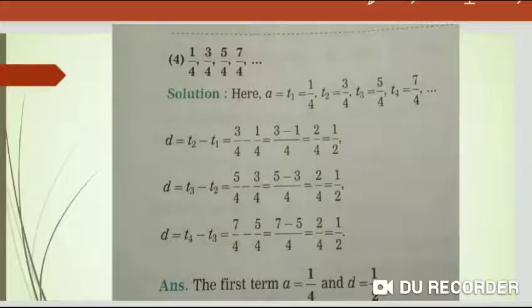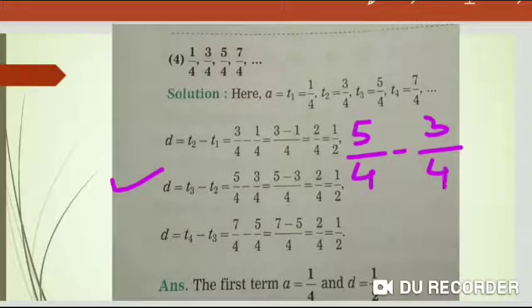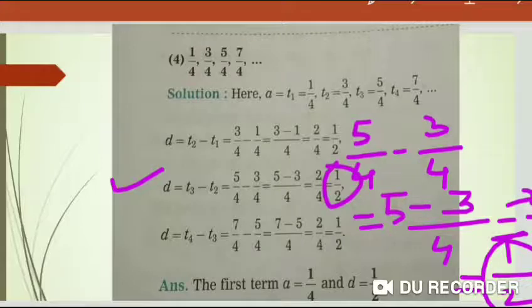Now see the next term, d is equal to t3 minus t2. t3 is equal to what? 5 upon 4 minus t2 is equal to 3 upon 4. Again denominators are same. See here I can write it at one time, and we do subtraction of the numerator, that means 5 minus 3 is equal to 2 upon 4. Again 2 1s are 2, 2 2s are 4. Here we get 1 upon 2. See here the common difference d is equal to 1 upon 2.